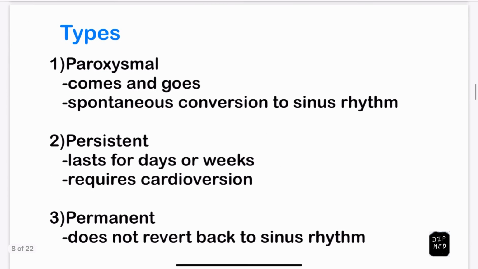Now let's see some types of atrial fibrillation. Paroxysmal atrial fibrillation is atrial fibrillation that comes and goes, usually occurring in hours. So it occurs in an intermittent fashion and there is a spontaneous conversion to sinus rhythm. Persistent type is the one which lasts for days or weeks and often requires electrical or chemical cardioversion to restore sinus rhythm. We'll talk about cardioversion later in this video. And then finally, permanent atrial fibrillation, as the name implies, is permanent and does not revert back to sinus rhythm.